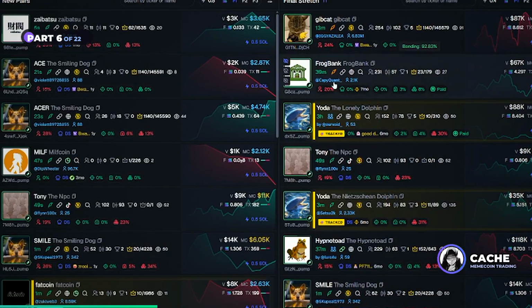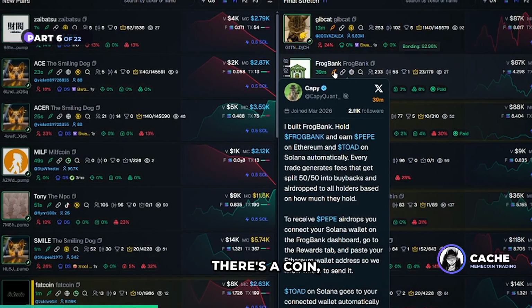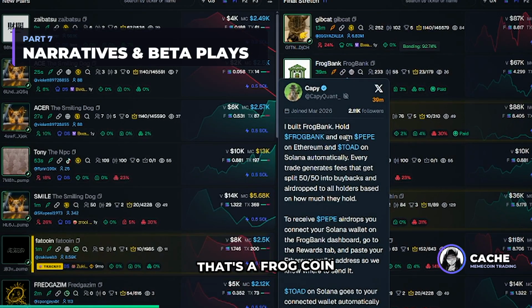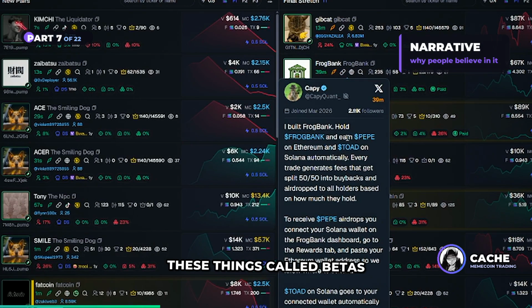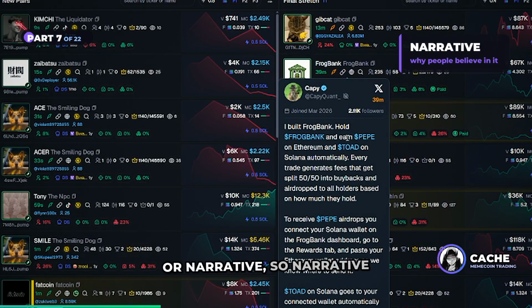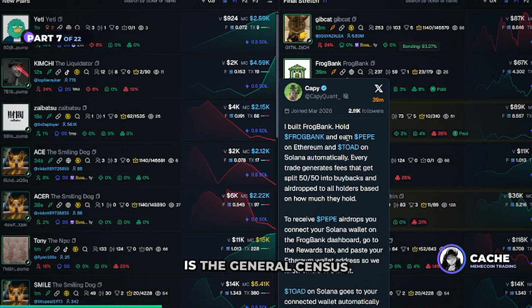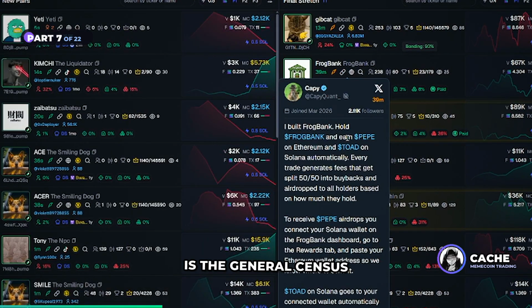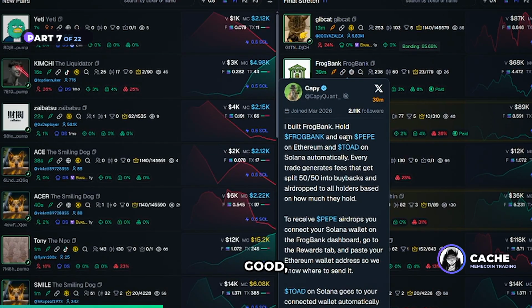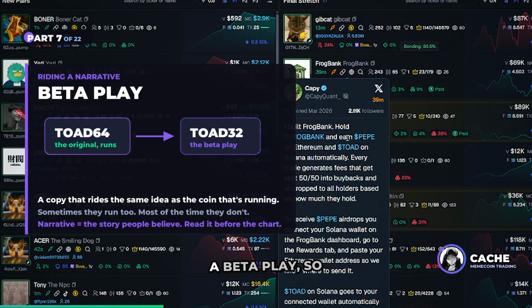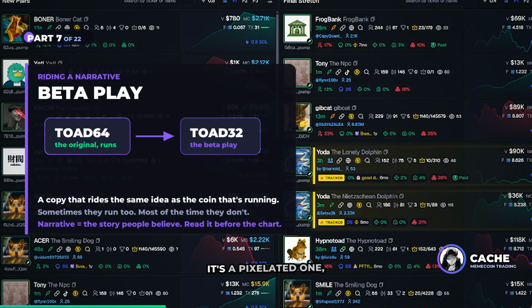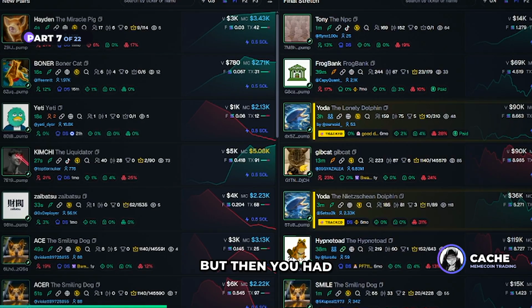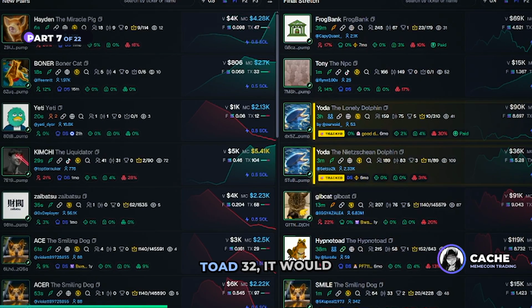So for example, Frog Bank. Right now there's a coin that's a frog coin that's ripping right now, going crazy. So there's these things called betas or narrative. Narrative is the general consensus on why something's good. A beta play, so let's say Toad 64 came out, right? And Toad 64 was crazy because it's a pixelated one. But then you had Toad 32.